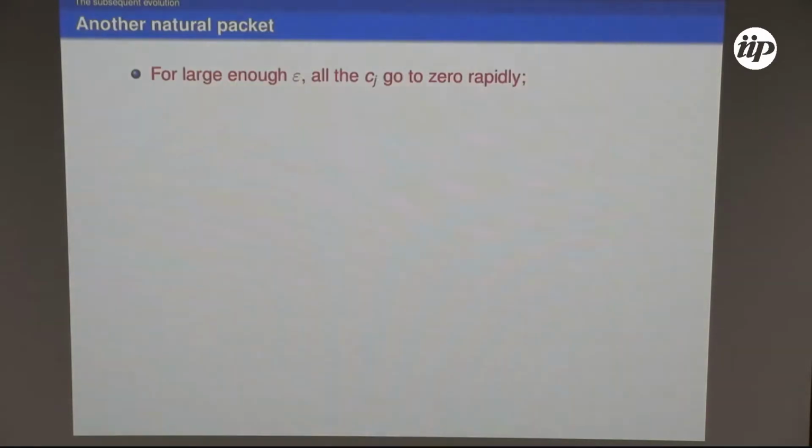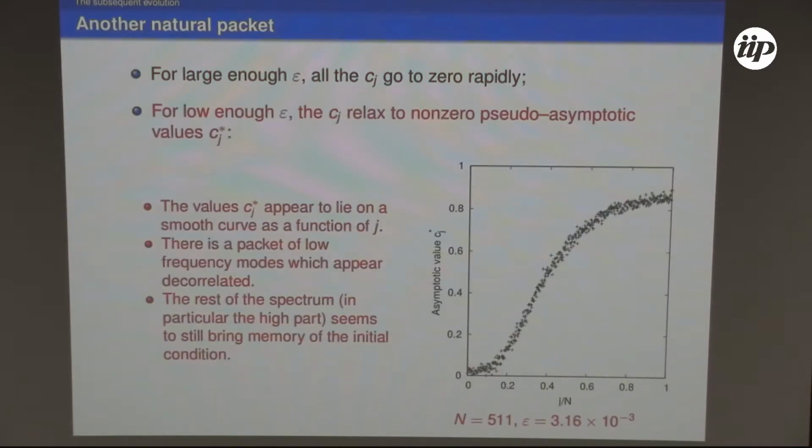And the result of the numerical simulation, of course, is that for large enough specific energy, all this quantity goes to 0 rapidly. But for low enough specific energies, this quantity relaxes to non-zero pseudo-asymptotic values. And this is the plot of these pseudo-asymptotic values as a function of the renormalized index j. And you see that low modes are the modes that mostly decorrelate, while the high modes do not decorrelate very well.